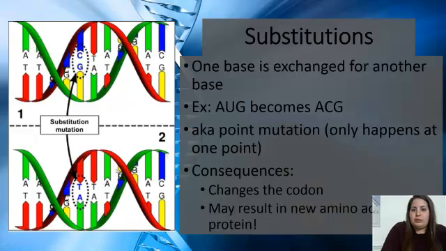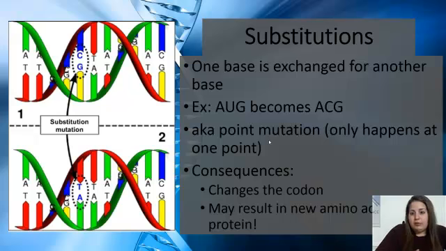So first we're going to talk about the gene mutations, the first one being substitution. This is where one base is exchanged for another. A letter gets switched around. AUG becomes ACG. So that can definitely change up our mRNA code. It's also called a point mutation because it's only happening at one point. So it's changing one codon.